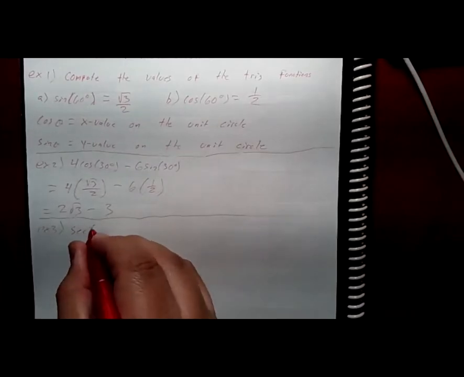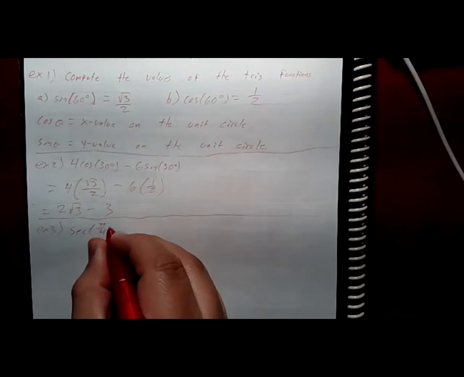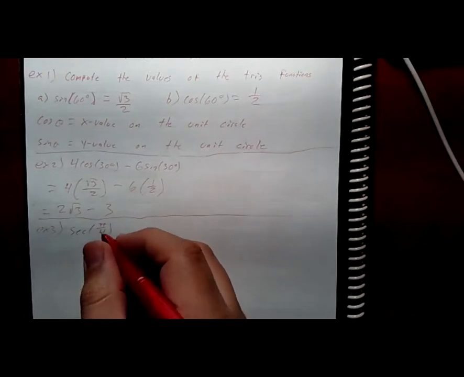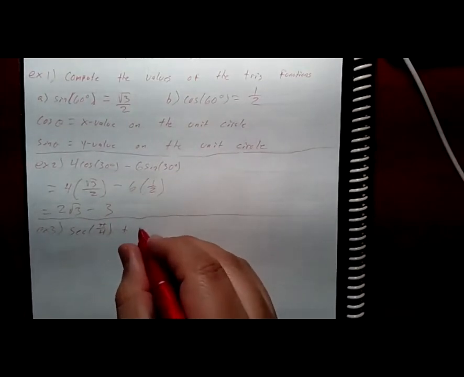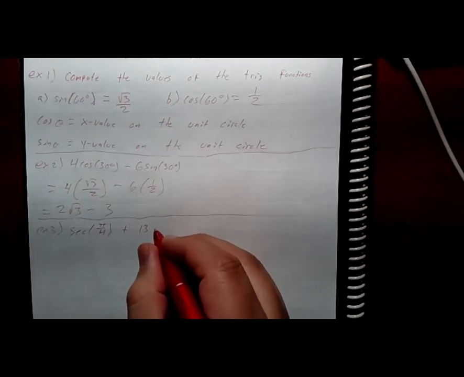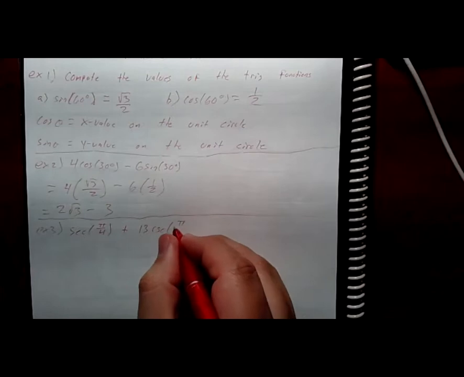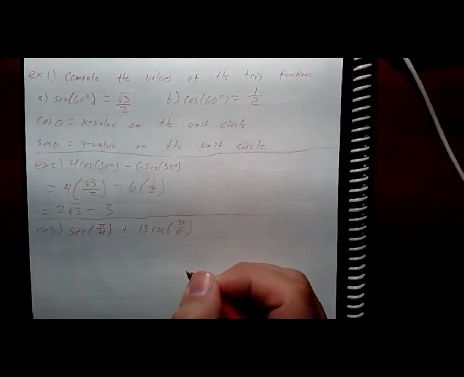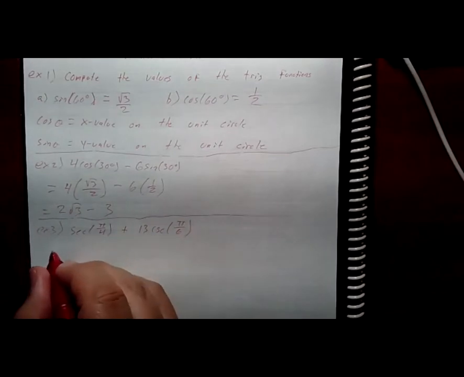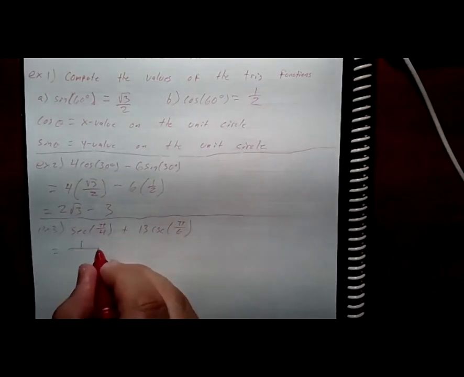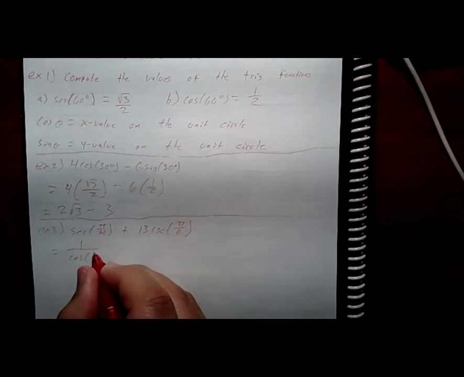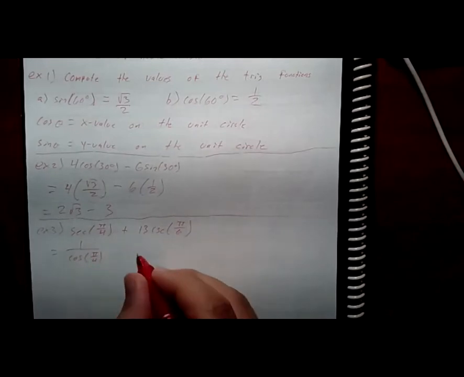So secant of pi over 4. So this time, it's not one of the basic questions. Plus 13 cosecant of pi over 6. Now, remember that secant is defined as the reciprocal of cosine. So you can just switch it to this and then use your circle straight up.